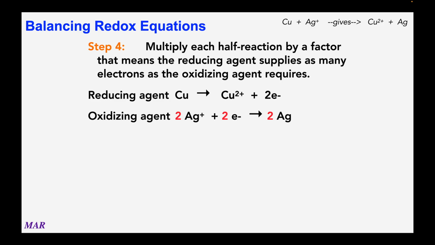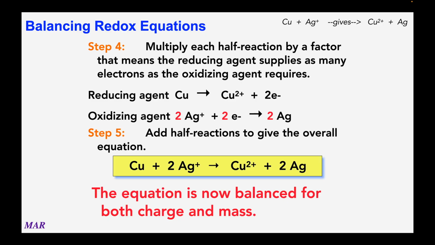And now you can see that in the reducing agent part, we have 2 electrons as products. The oxidizing agent part, we have 2 electrons as reactants. So when we add those reactions together, the electrons are out of here, which is important in my chemistry world. So the final step is literally just to add them together. 2 electrons as products cancel 2 electrons, which are reactants. You've got copper and 2 Ag+, making Cu2+ and 2 silver, and everything is hunky-dory.